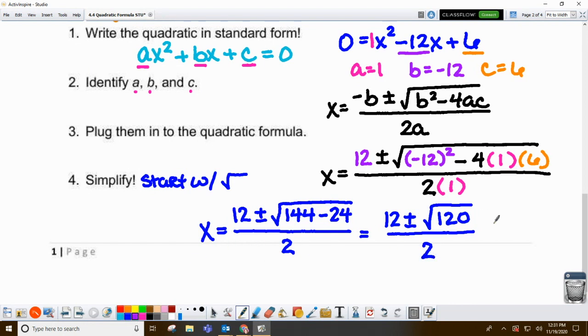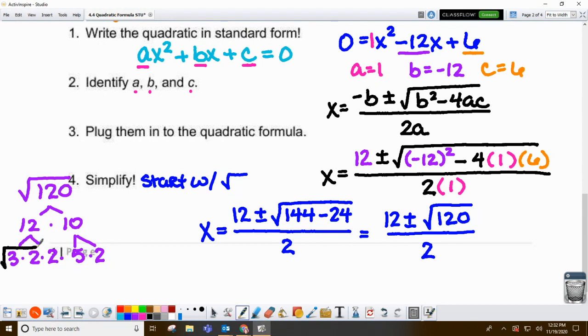Not quite done. We have definitely been working on simplifying the radical, so I'm going to come over here off to the side and simplify that down. So I know 120 would have to be 12 times 10. I know 12 is 3 times 4, but 4 is 2 times 2. So 12 would be 3 times 2 times 2, and I know 10 is 5 times 2. So again, all of these are under the square root. So the square root of 120 is equal to the square root of 3 times 2 times 2 times 5 times 2.